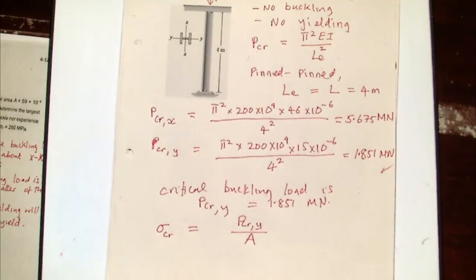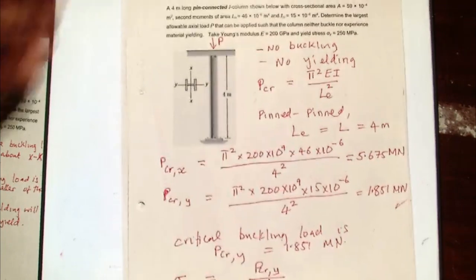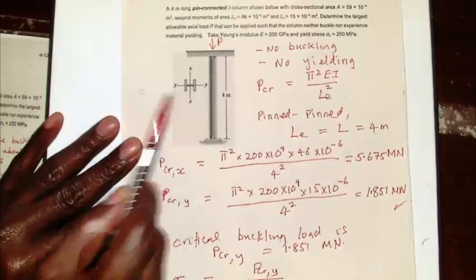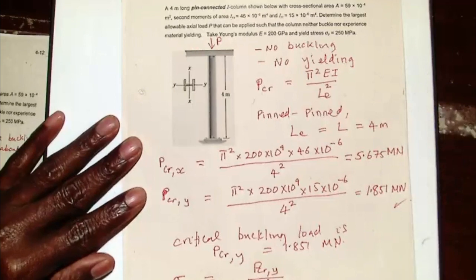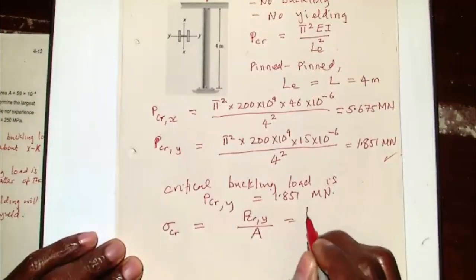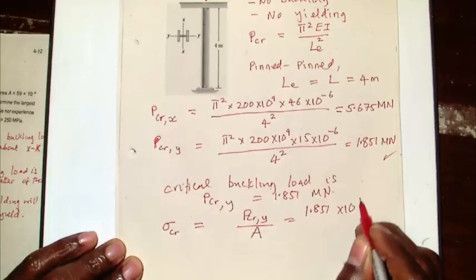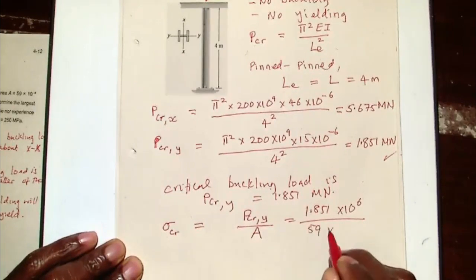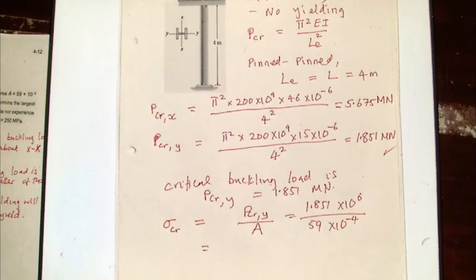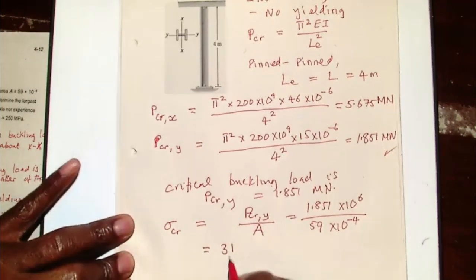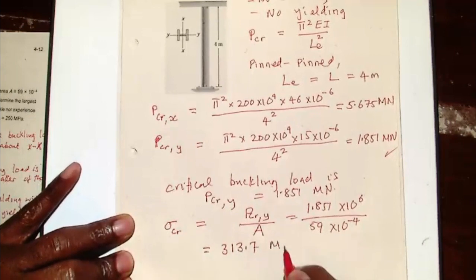Right, so now we want to find what the stress would be if it buckles at that point. We divide by the area of the cross-section. So the area we are talking about is the area of the cross-section of that I-beam, and I think we are given the value there. If I divide by that area, I will say that is 1.851 times 10 to the power 6 divided by 59 times 10 to the power minus 4 meters squared. If we were to calculate that, we will get 3.7 megapascal.